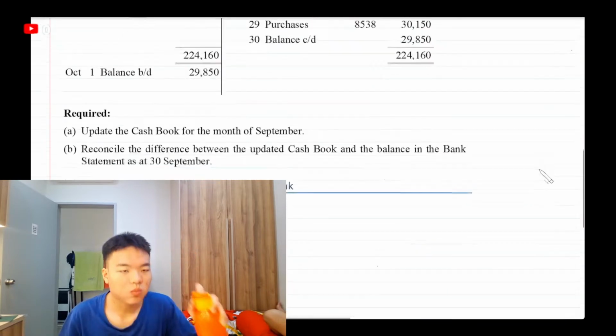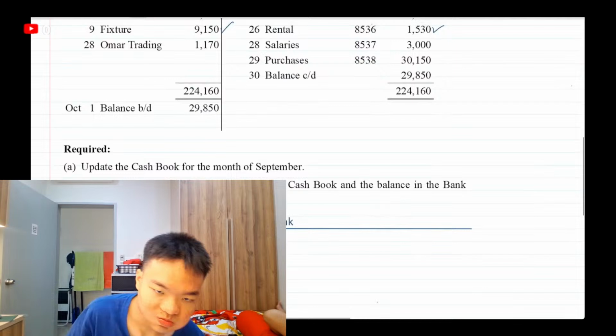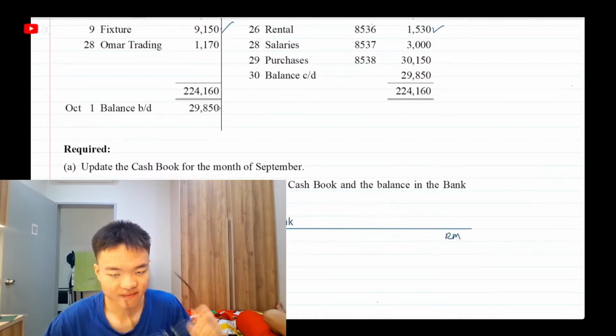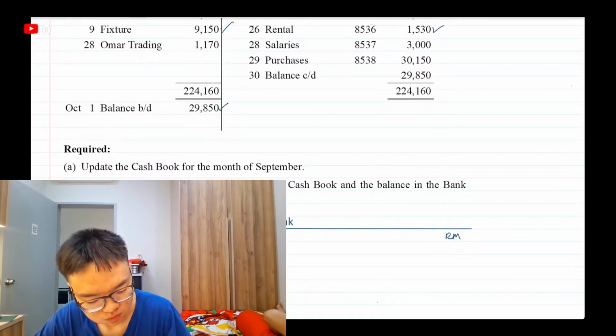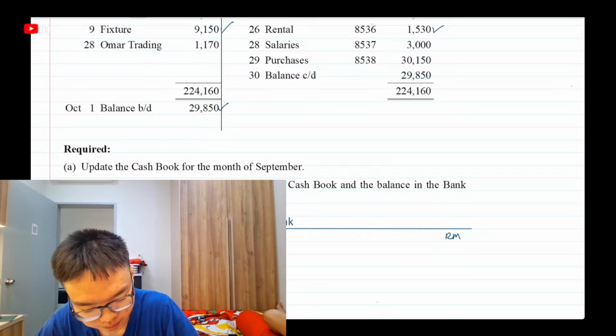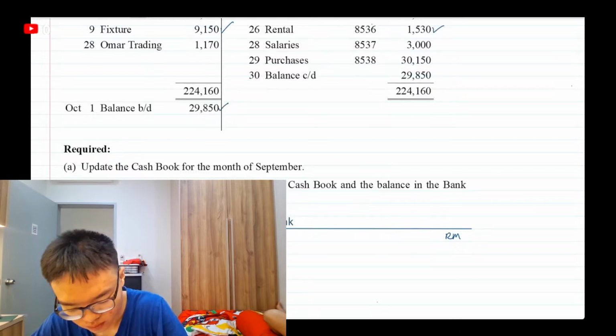So we're going to do part A, update our cash book. Now, what is our cash book balance? Our cash book balance is a debit balance of 29,850 ringgit. This is on October, no, this is September 30th.